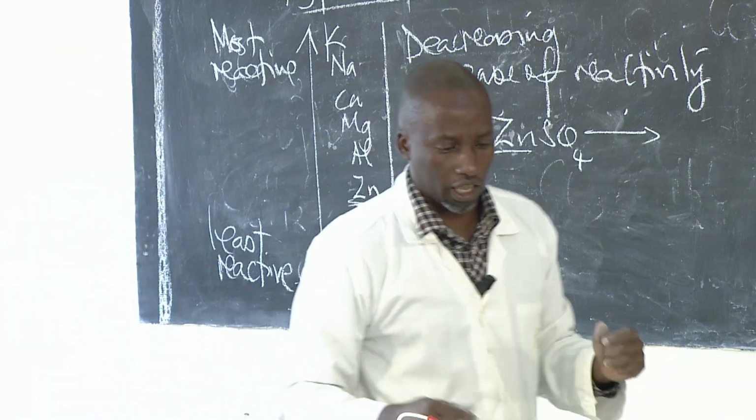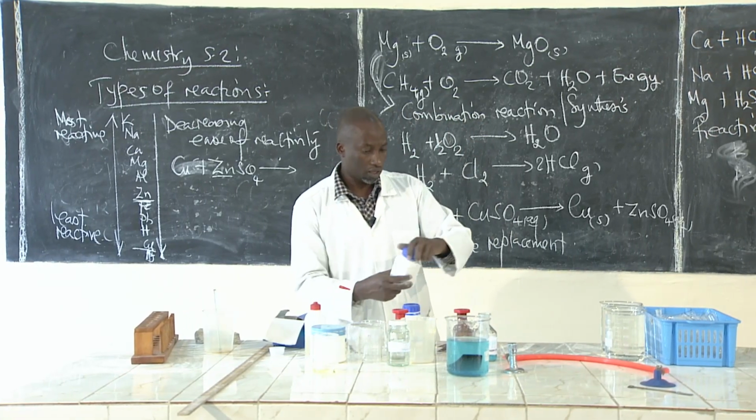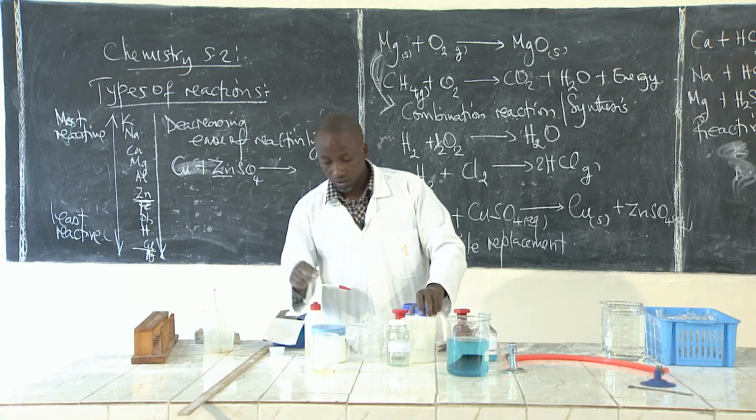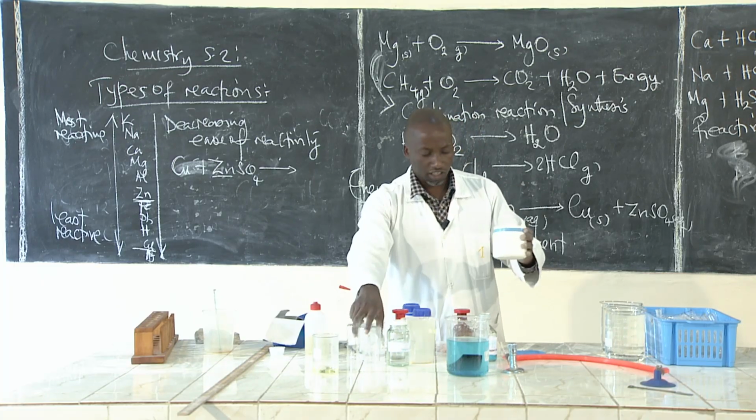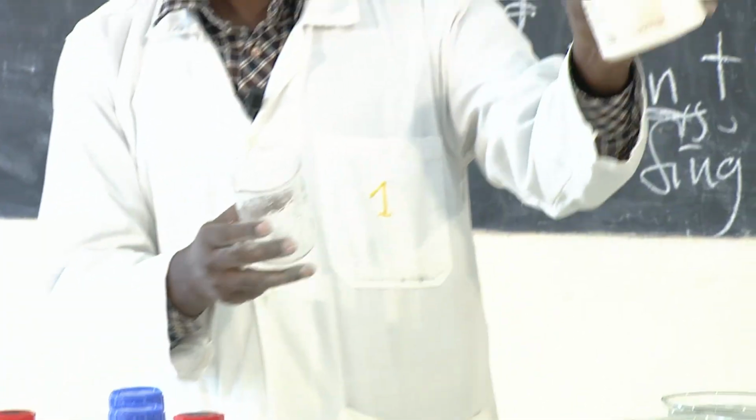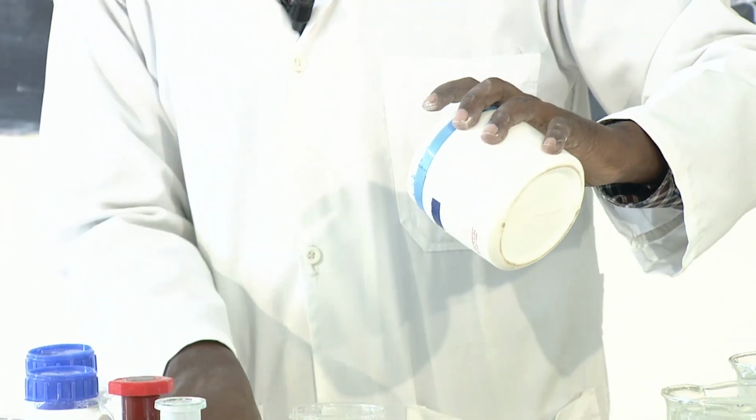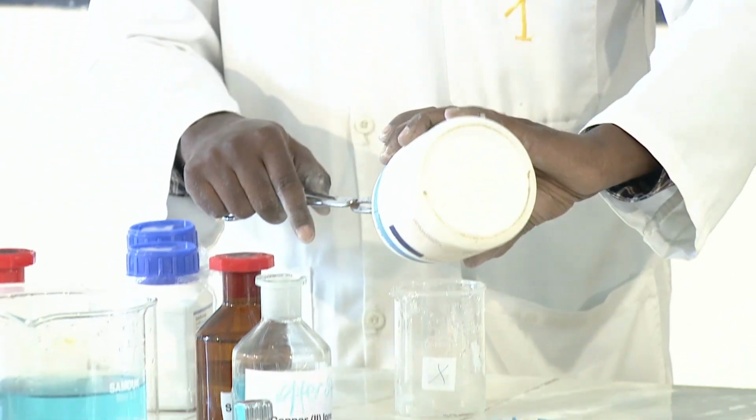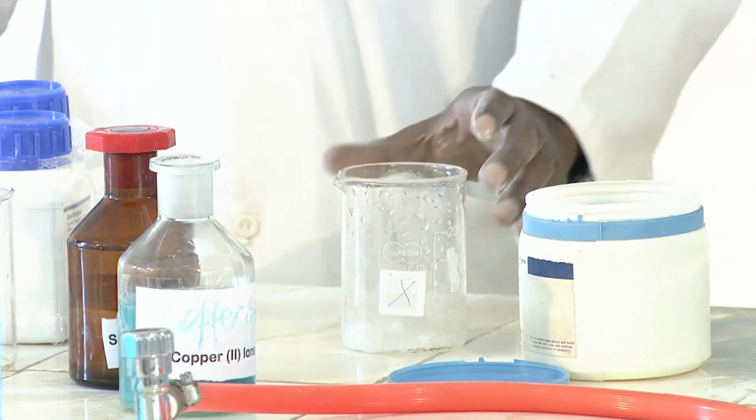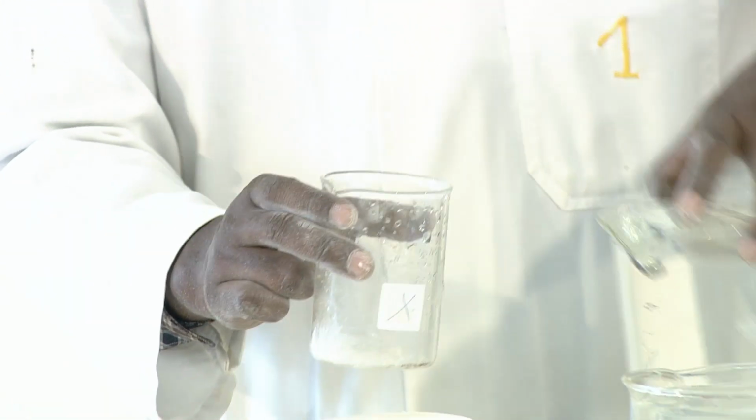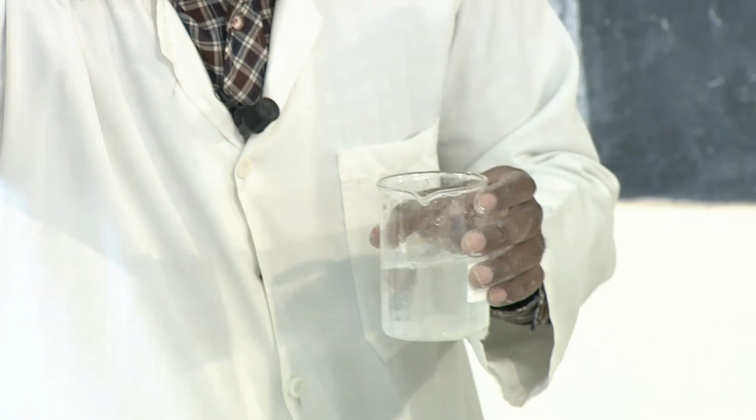Let me show you, because I have copper and zinc sulfate with me here. This is zinc sulfate, a solid, so I'm going to make a solution of zinc sulfate, and then show you what I'm talking about. This is a solution of zinc sulfate. This is just water, so I add water here. We don't expect a reaction to be going on.